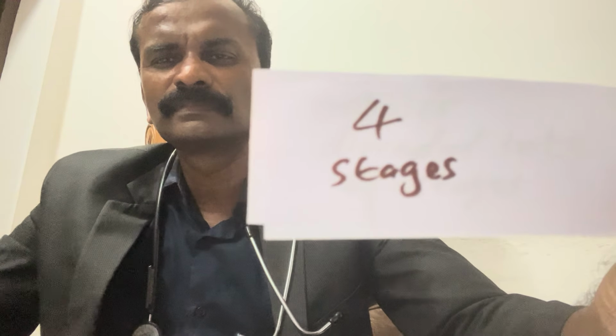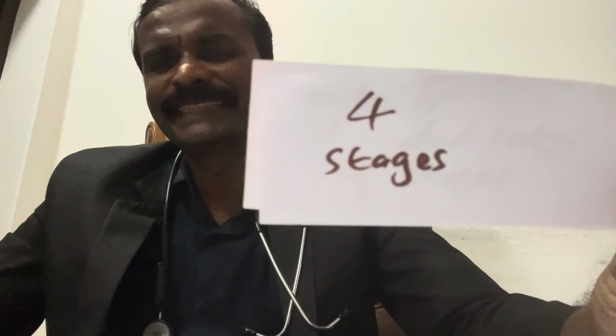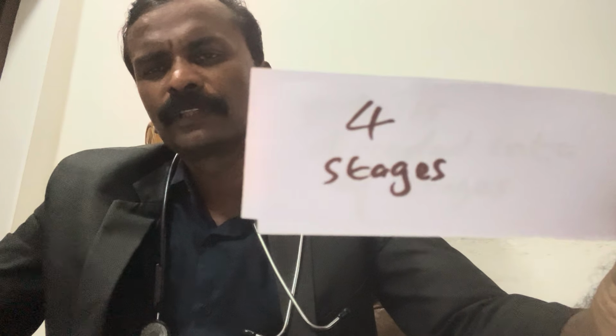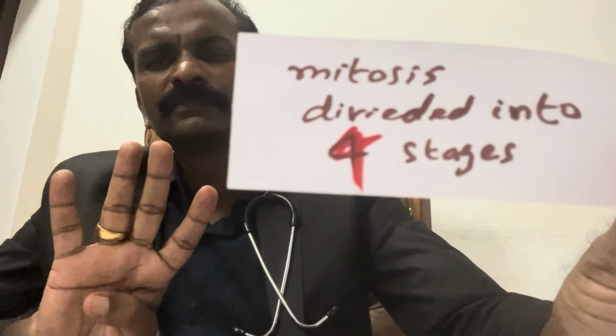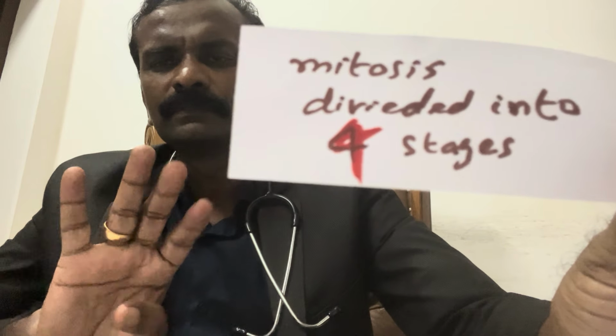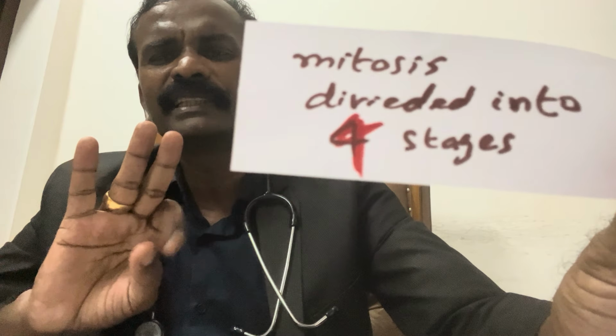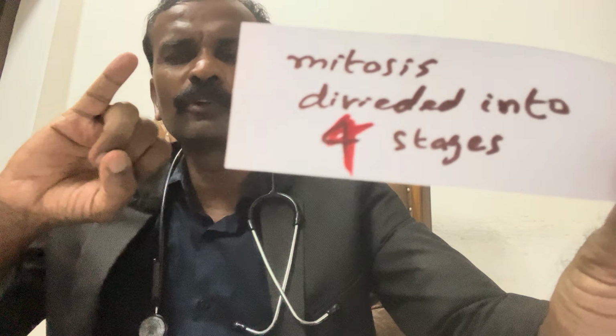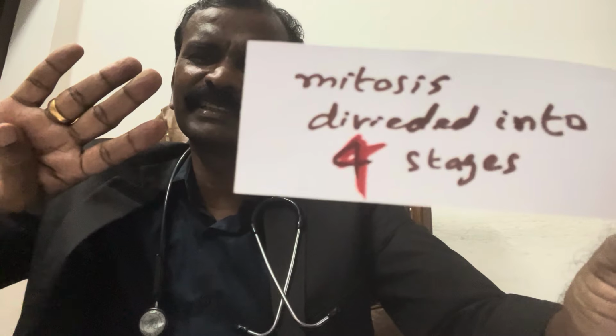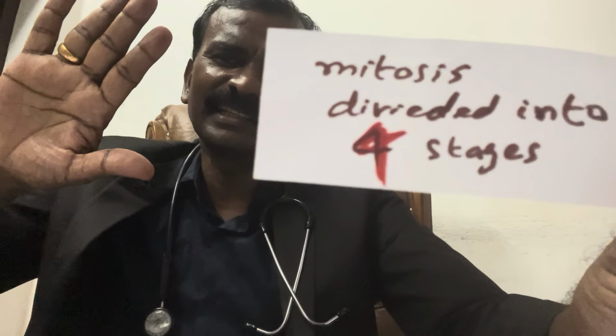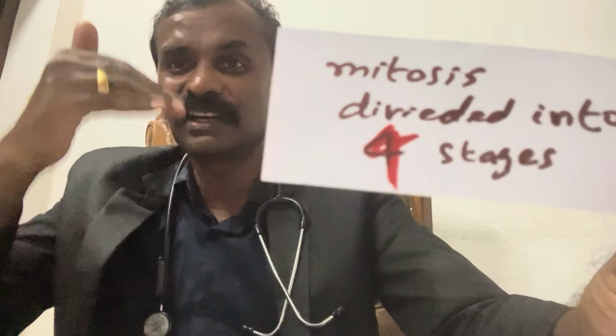Four stages. Mitosis divided into 4 stages. Prophase, metaphase, anaphase, telophase. This order is important. Next is the nuclear division. After that, cytoplasmic division last. Okay, this order you keep it in mind. Good.